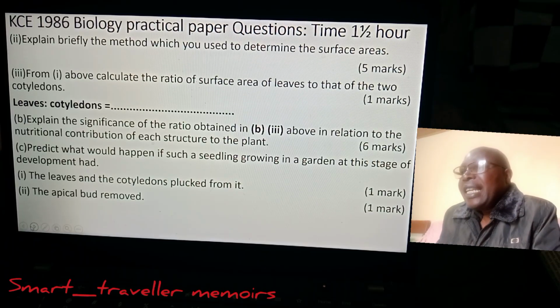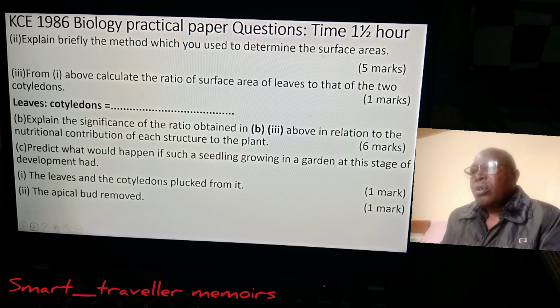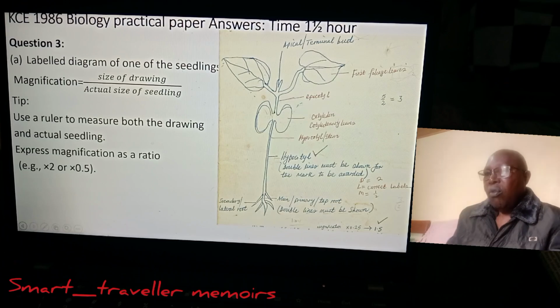B. Explain the significance of the ratio obtained in Roman 3 above, in relation to the nutritional contribution of each structure to the plant. 6 marks. And C. Predict what would happen if such a seedling growing in a garden at this stage of development had the leaves and the cotyledons removed from it. And if the seedling is growing and the apical bud is removed.